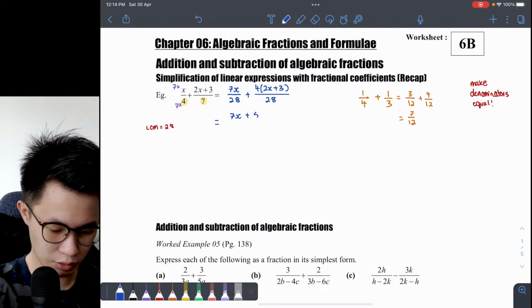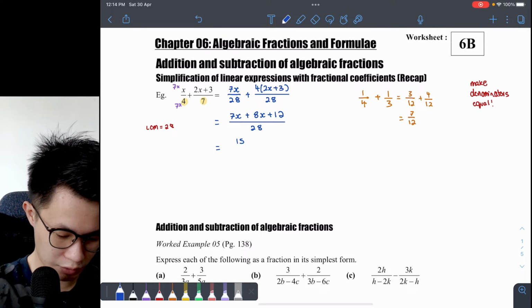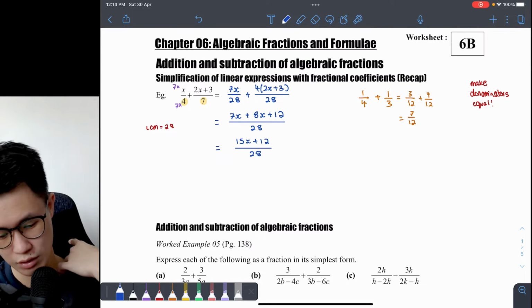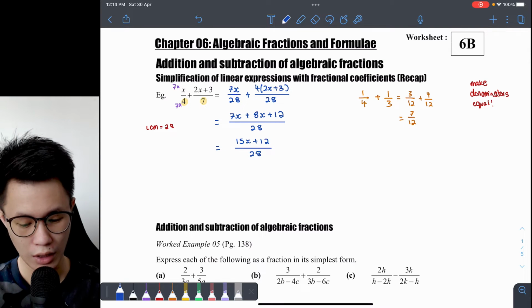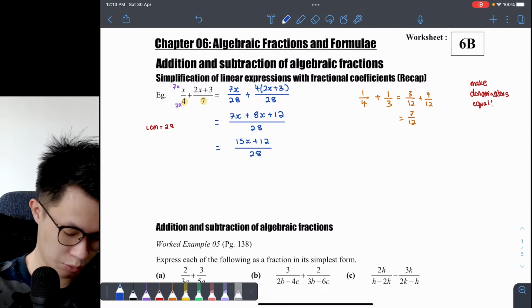Let's expand it out, and then we simplify as much as we can. So 15x plus 12 divided by 28. You don't have to factorize here. There's no point because there's no common factor between the numerator and denominator. So this is how we do it.